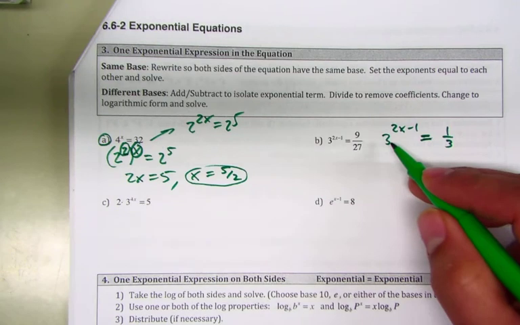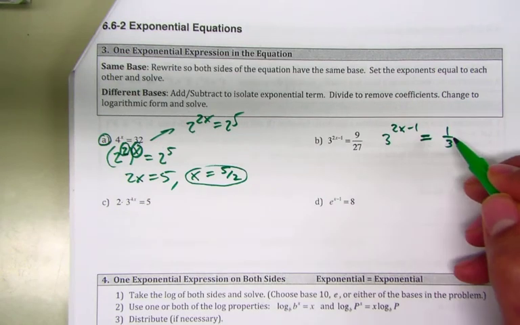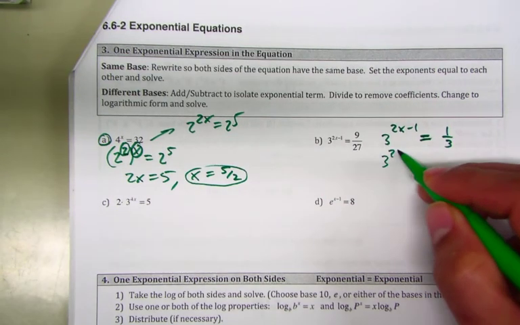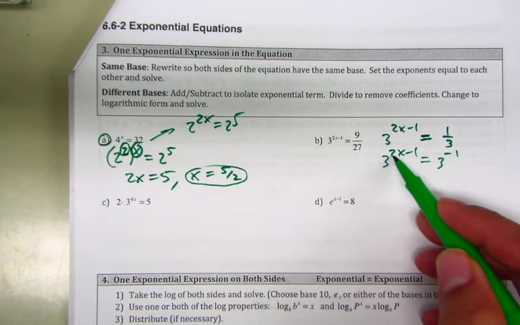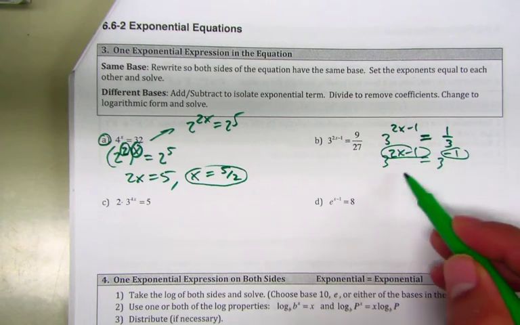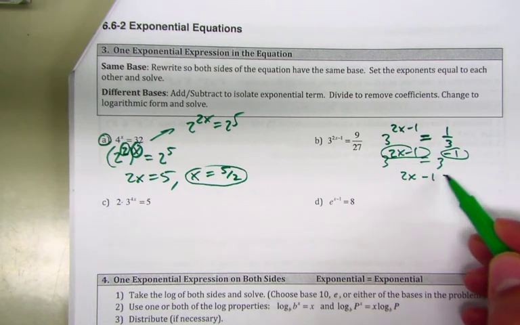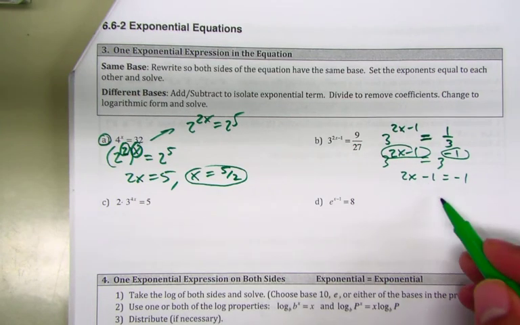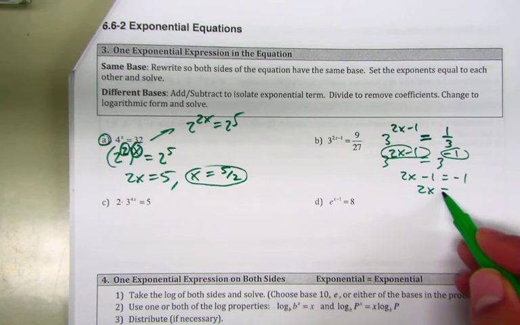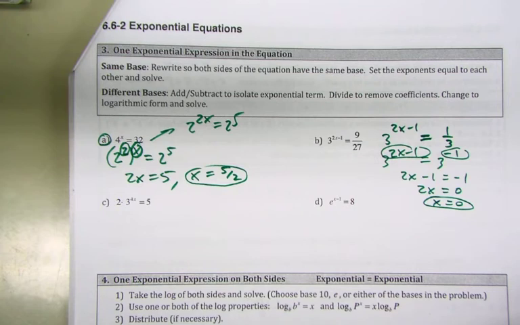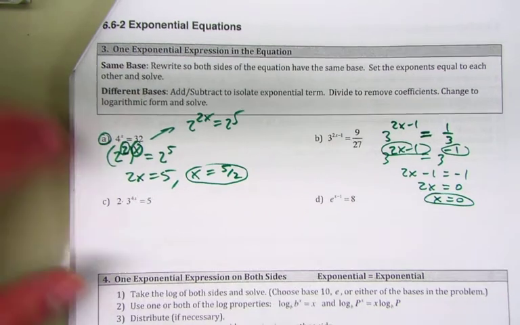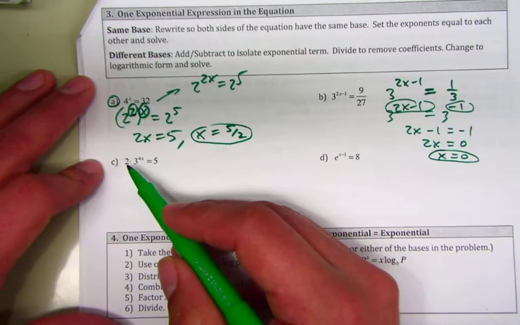So this is base 3 clearly. Can we write this so it's base 3? 3 to the -1. Now you set these equal. Again, these are ones that we know how to solve already. So now we're going to add. X is going to be 0. Makes sense so far? Yes. Okay.